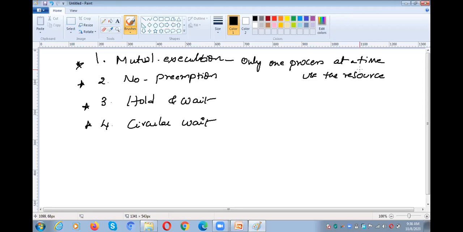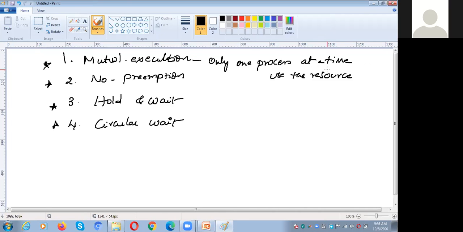That means the process requested the resource. If it is available, the operating system will allocate the resource to the process, and then the process will use the resource, and it will release the resource at the end of the task only. That means after termination only the resource is available to some other process. We cannot take the resource from the process at the time of execution. That is called no preemption.